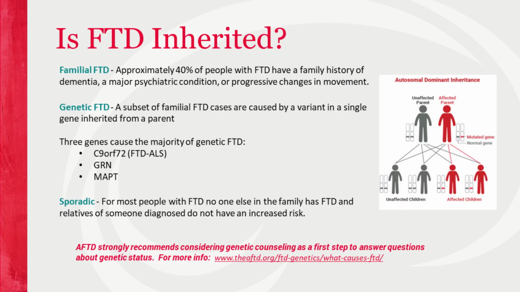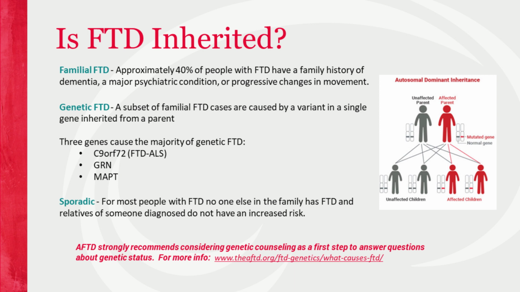I'm going to talk briefly about FTD genetics, since as we'll discuss shortly, genetics and FTD research are inextricably linked. Approximately 40% of people with FTD have a family history of FTD or a related disorder, and these are considered to be familial cases. A subset of familial FTD cases are caused by an identifiable change in a single gene that was inherited from a parent. All known genetic forms of FTD are autosomal dominant, meaning that if one parent has an FTD-associated gene, the child has a 50% chance of inheriting it.